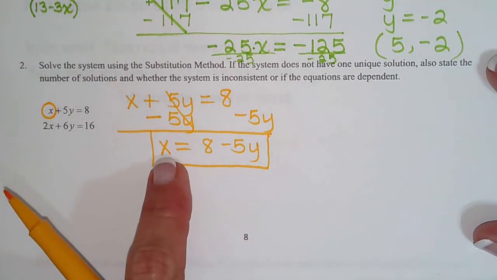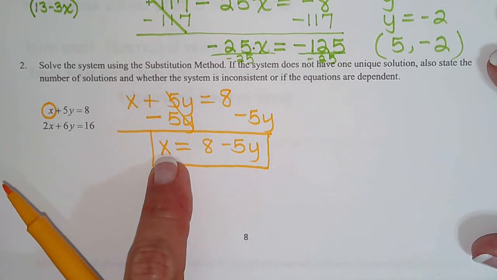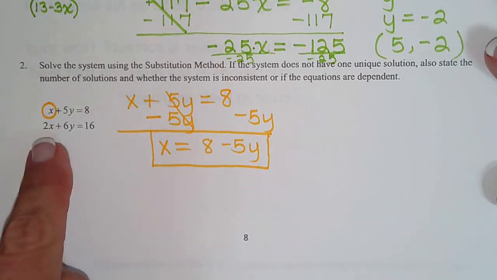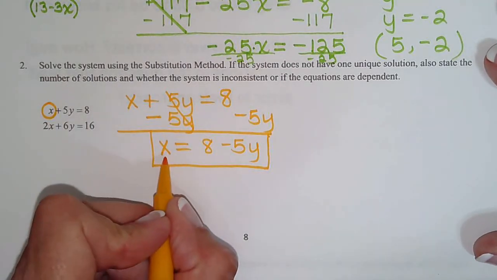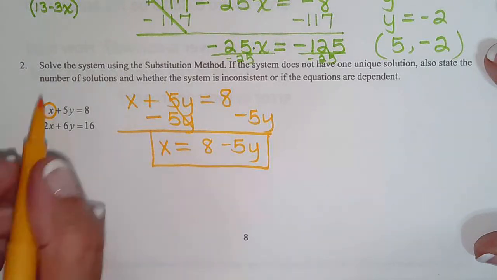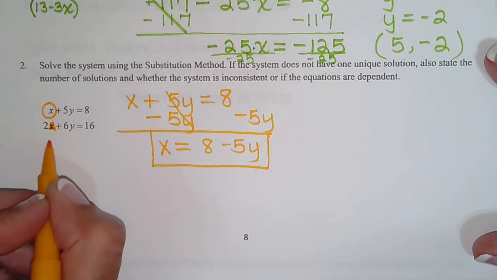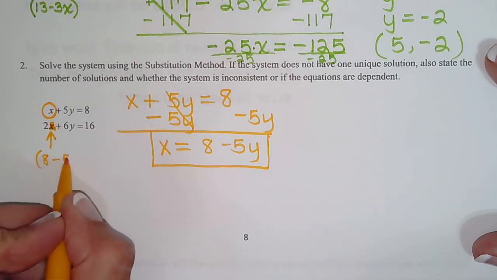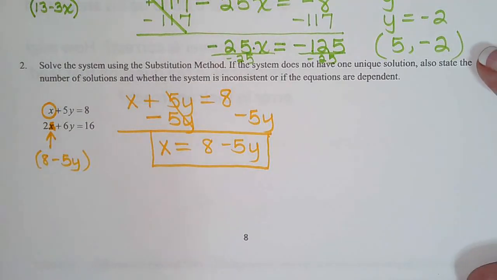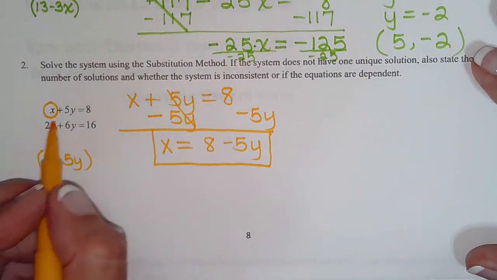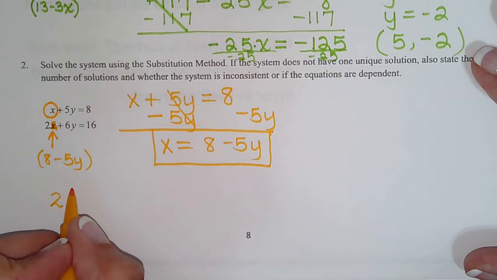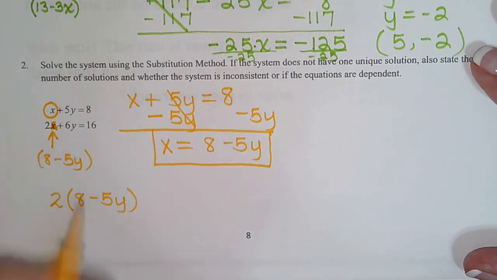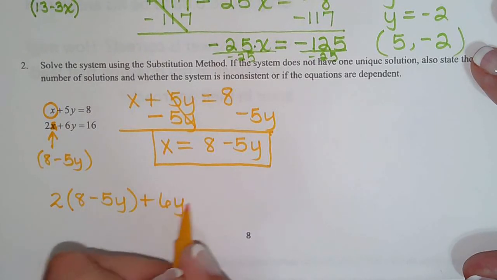So once I get the variable with the 1 in front of it alone, then I go into the other equation. If you go back into itself, it'll just zero it out. You always have to go into the other equation. This says x is the same thing as 8 minus 5y. So take your x out and plug in what it's equal to, 8 minus 5y, and because it's 2 terms, it does need to be in parentheses. So my new equation is going to be 2 parentheses 8 minus 5y plus 6y equals 16.